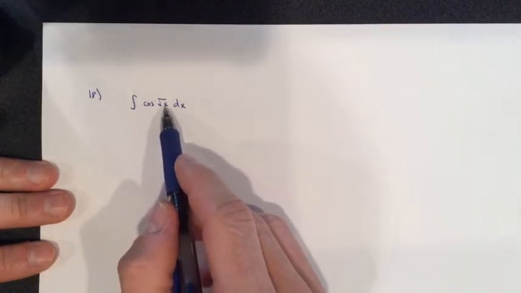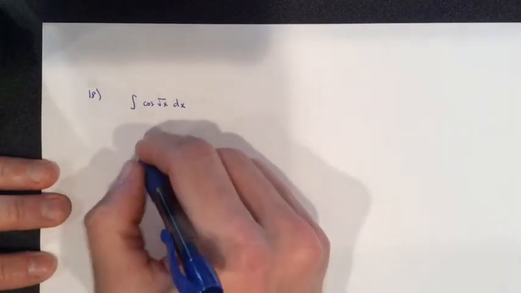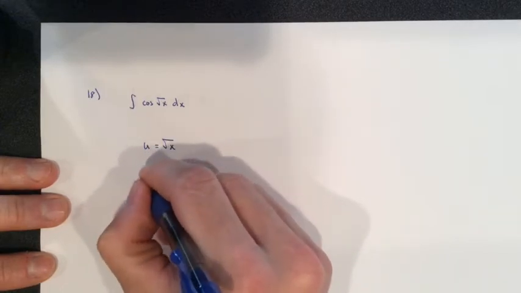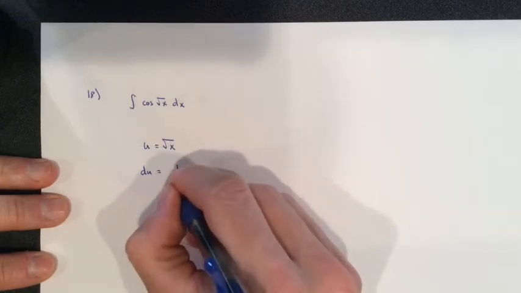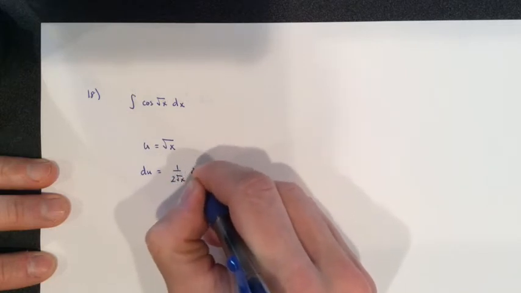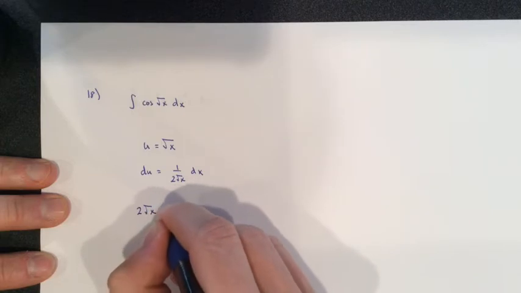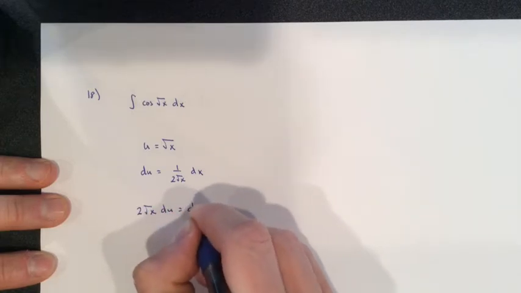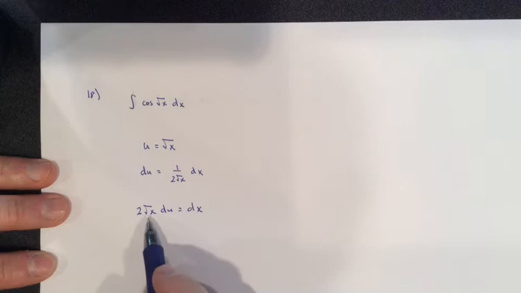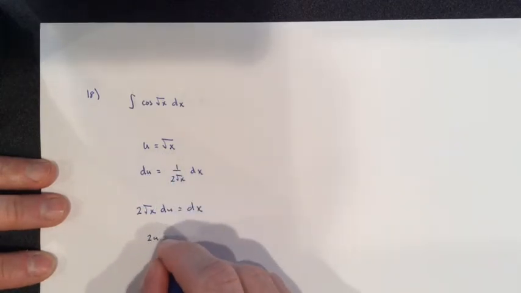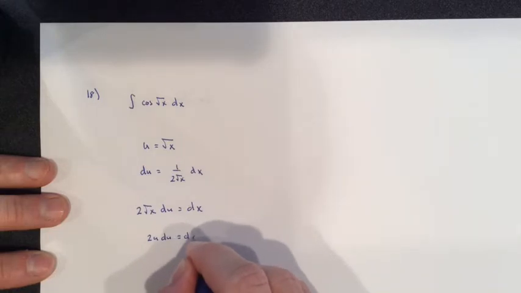18 is a pretty hard one because you're not really sure what to do at first, but you're taking cosine of something, and that something ends up being the square root of x. It's likely then that you make that u, which then makes du 1 over 2 square root of x dx, which says that I can multiply on both sides, and then I can notice, well, the square root of x is really just u. So really then, 2u du is equal to dx.